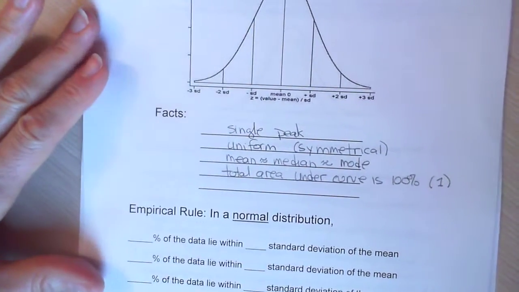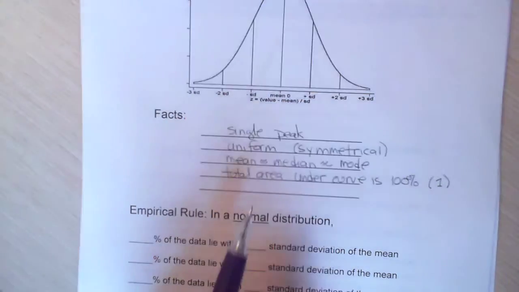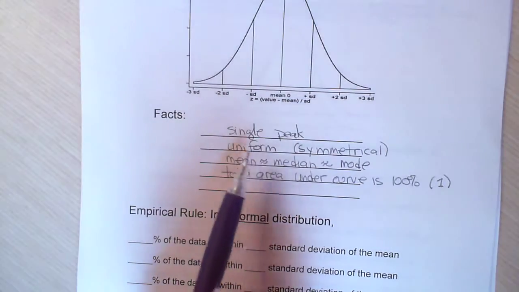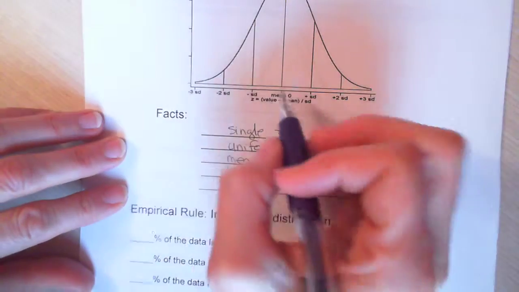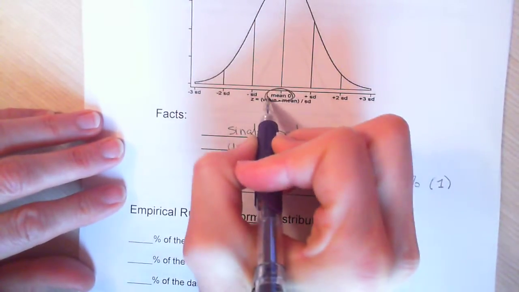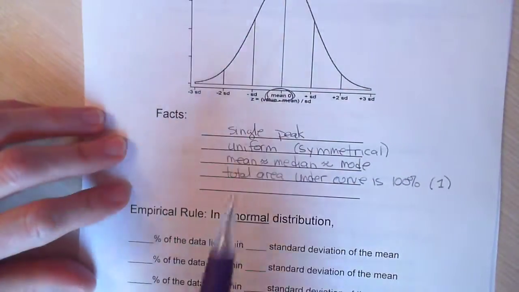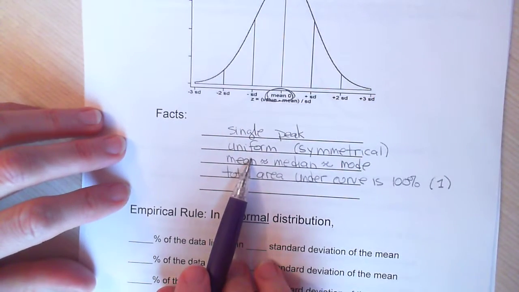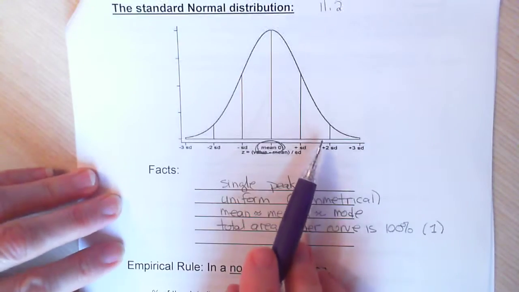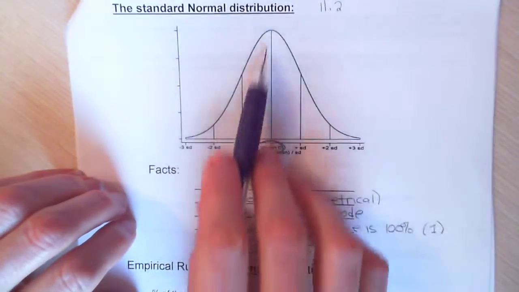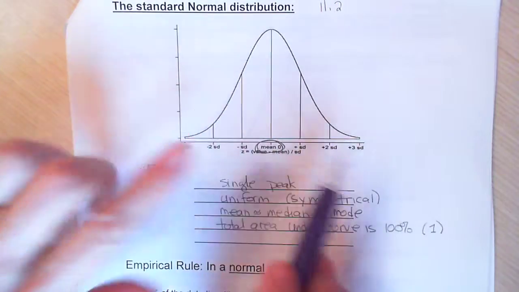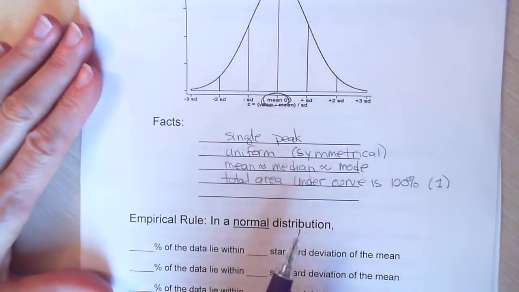These are some things that are always true about a normal distribution, so you should pause the video and fill these in. It has a single peak right here in the middle, and you'll notice that single peak is your mean. It's uniform, which basically means symmetrical. So the area on this side is the same as the area on this side. If I folded it in half along the mean, the two sides would land on top of each other.